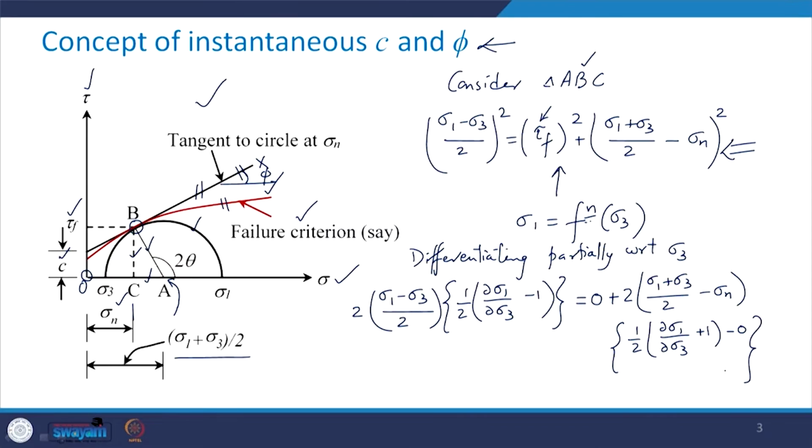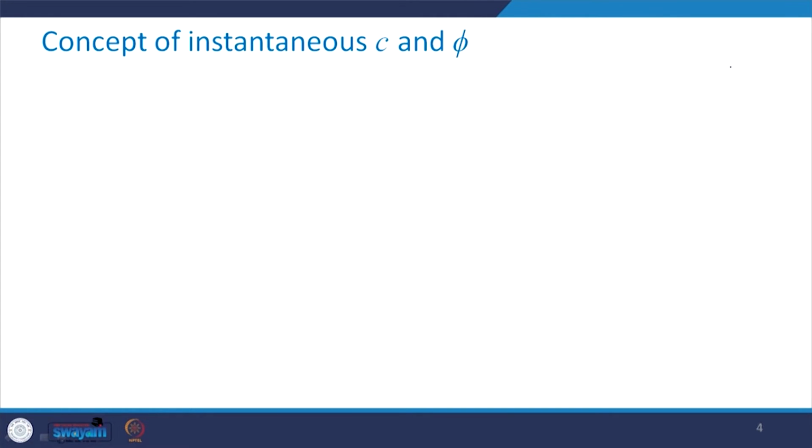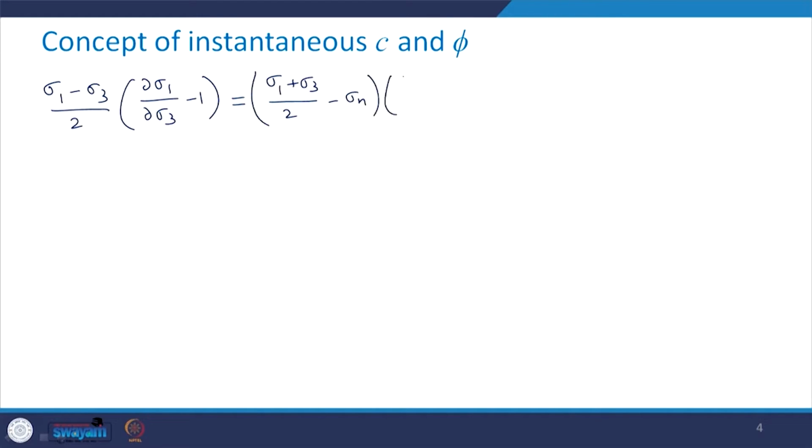Okay, so this is the expression that we are going to get when we differentiate this equation partially with respect to sigma 3. Now, let us try to simplify this further. So, we are going to get (sigma 1 minus sigma 3) upon 2 into (del sigma 1 del sigma 3 minus 1), that would be equal to (sigma 1 plus sigma 3 upon 2 minus sigma n) multiplied by (del sigma 1 del sigma 3 plus 1).